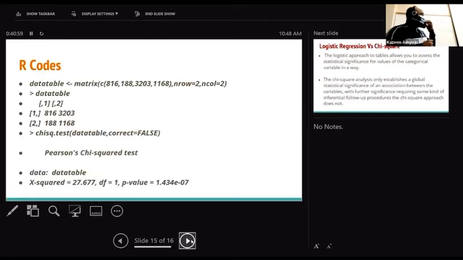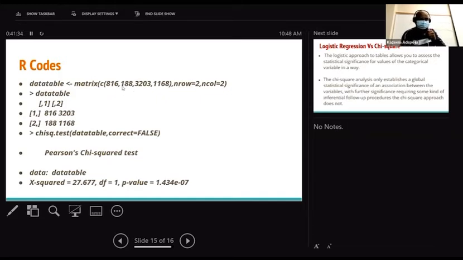Now I want to focus on the board, on the coding for using the chi-square. Like I said, on Wednesday, I walked you through this manually. It was at the end that we actually used R to compute the p-value. You remember that, right? But right now, how you can actually do the coding from day one. Let's take a look at this. You're going to write data table, less than minus matrix, 816188.